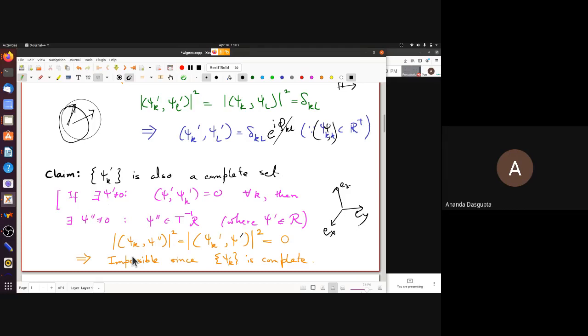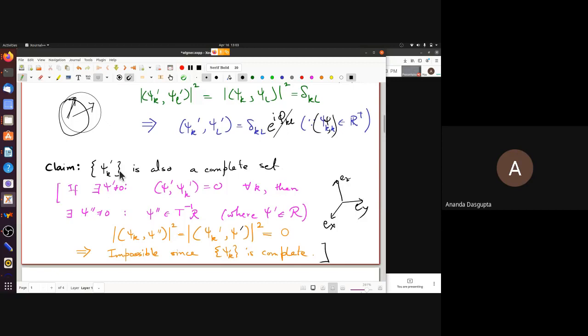And yet be non-zero. So this contradiction shows that the set psi k prime is also a complete set, which essentially says that you should be able to write down any vector in your Hilbert space as a linear combination of the psi k primes. This is what we are going to use.